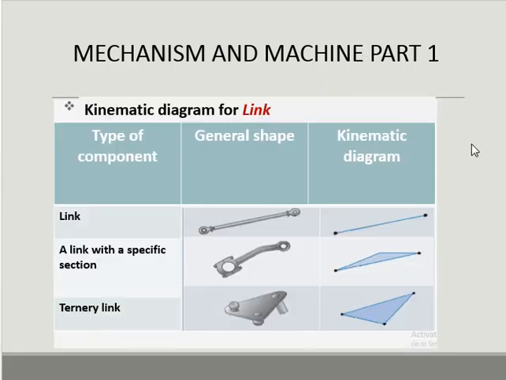Okay, after we learn about classifying or grouping joint and link, we can learn about kinematic diagram. This is the first part, a kinematic diagram for link. The first purpose of a kinematic diagram is to facilitate analysis. Mechanism can be simplified into a kinematic diagram. This is to facilitate analysis.